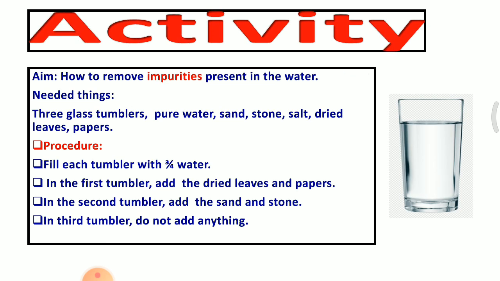First, we are going to see the activity. The aim of this activity is how to remove impurities present in the water. Here is the new word, impurities. I think you don't know the meaning of this word, so I will tell you what impurities means.